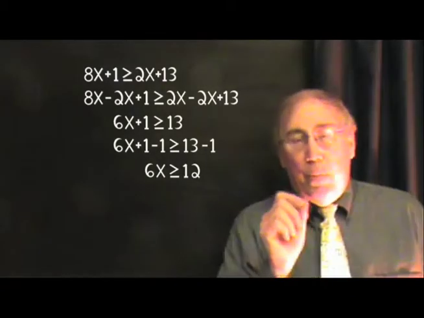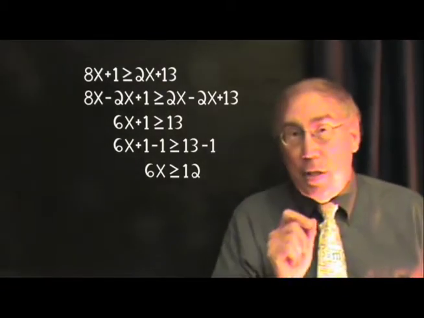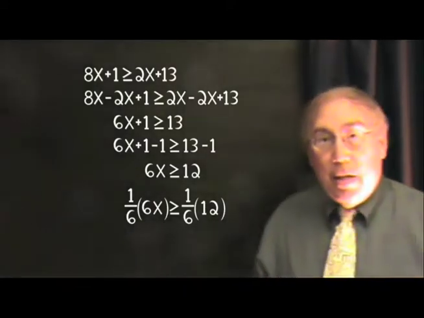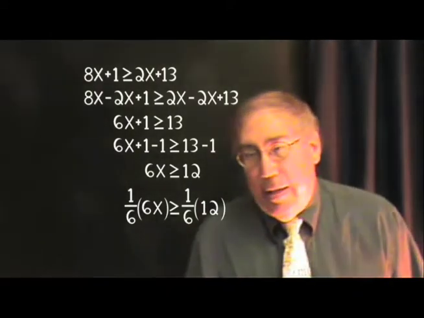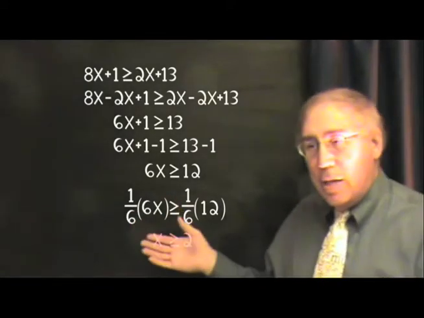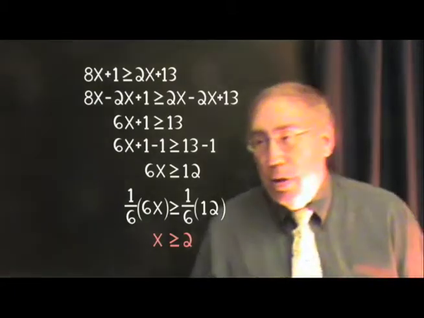Now multiply through by the multiplicative inverse of the coefficient of x, which is 1/6. As you can see here, the left-hand side just becomes a plain old x, and then we get x is greater than or equal to 2.